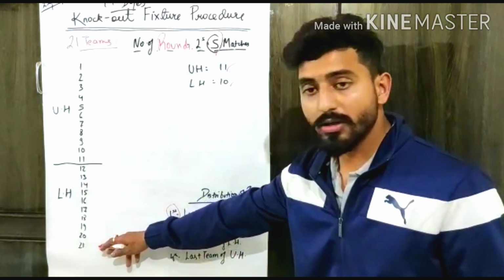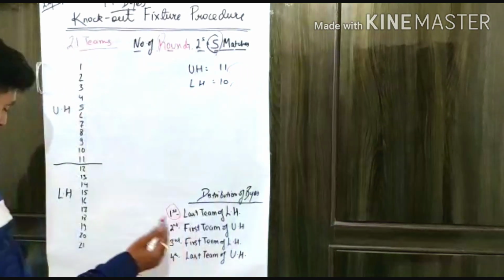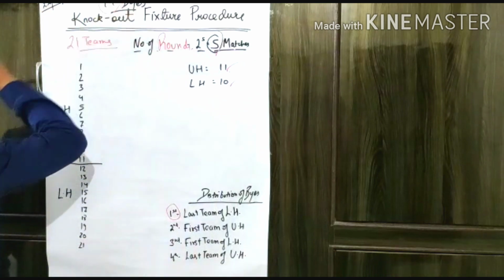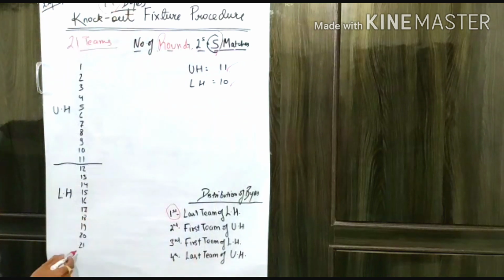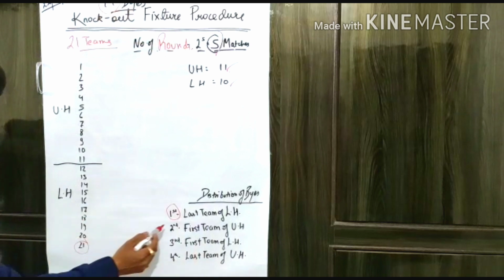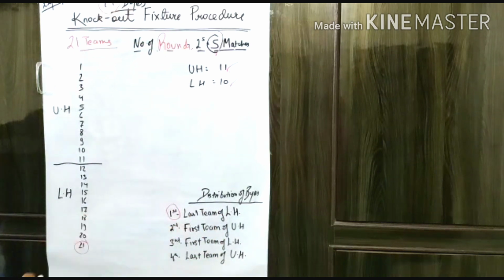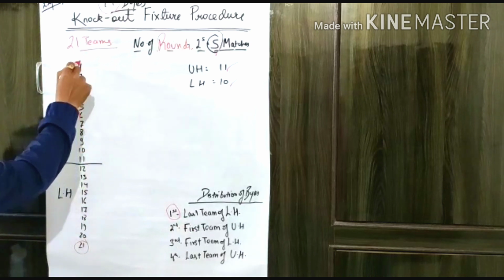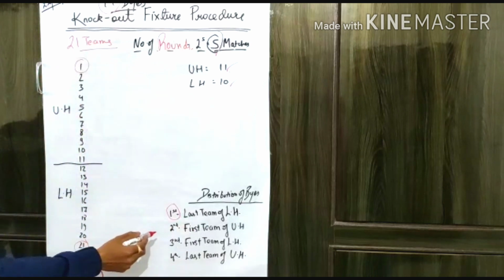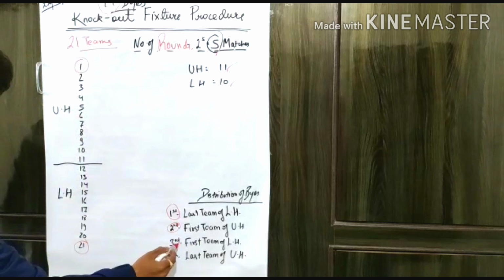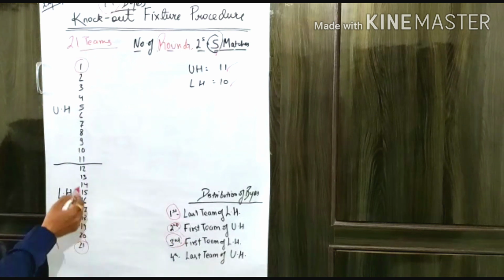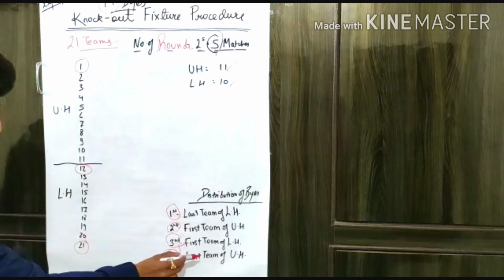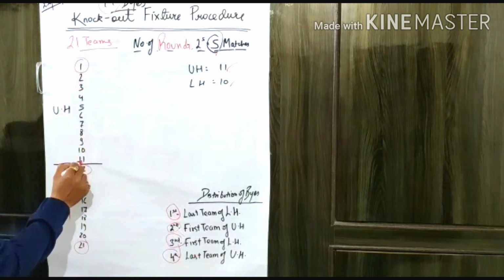That means this is the lower half. So let us give the byes. We have a total of 11 byes. First bye will be given to team number 21, that means the last team of lower half. Then second bye, first team of upper half, that is team 1. Third bye is given to the first team of lower half. Fourth bye, last team of upper half.